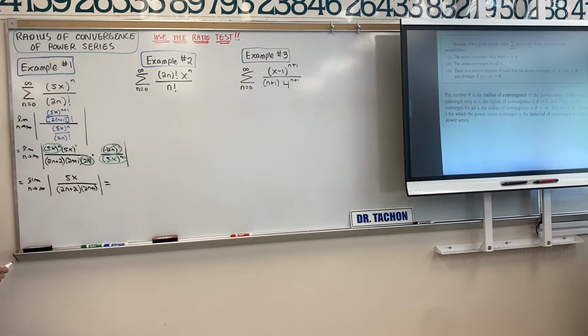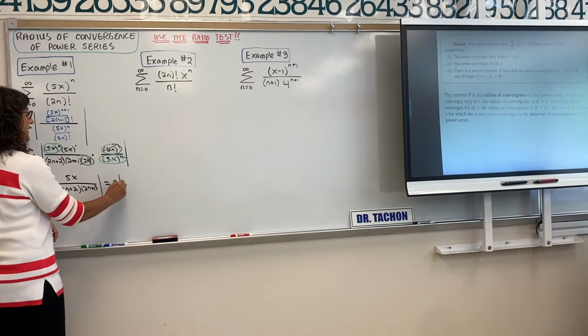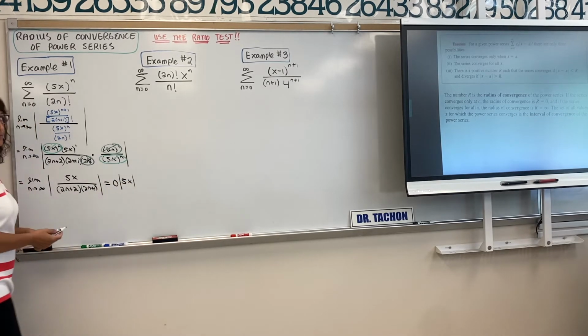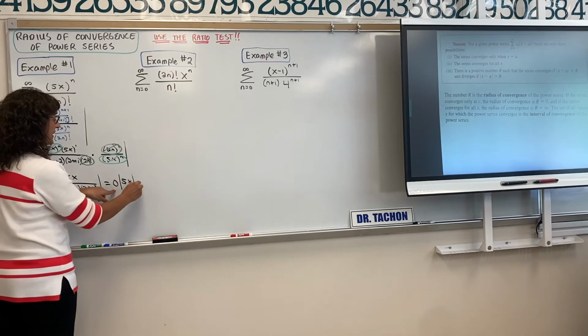So now let's go ahead and take the limit of the n's. We'll carry the x with us. We don't have any n's in the numerator, so as the n's in the denominator get infinitely large, this fraction is definitely going to 0. I have 0 times the absolute value of 5x. 0 times anything is 0, and 0 is less than 1.